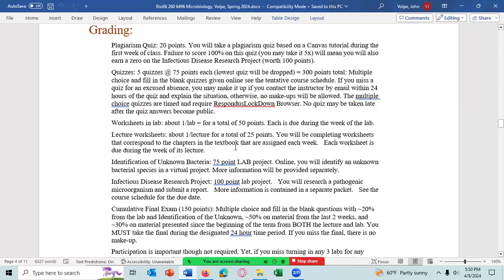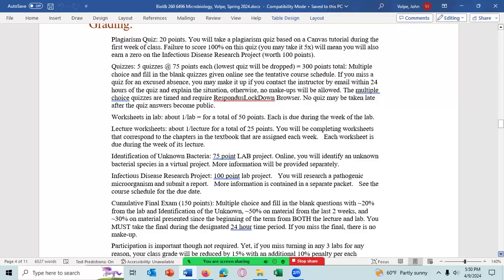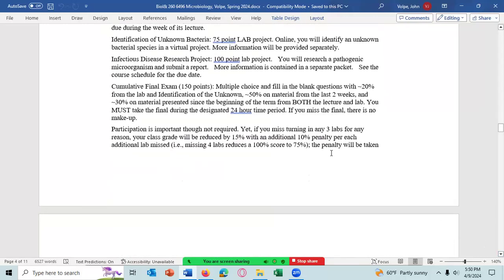There will be the identification of the unknown bacteria report for 75 points in a lab project. We'll talk more about that later. Then there's the infectious disease research project. That's a 100-point lab project. I'll talk more about that later. And then there will be a cumulative final exam worth 150 points. Any question about any of that?